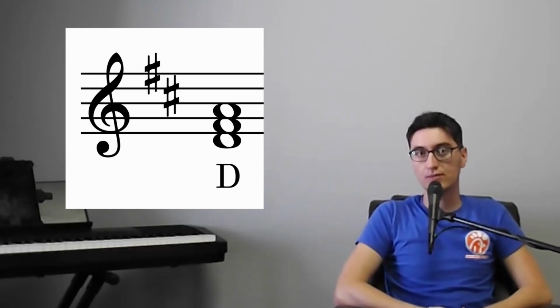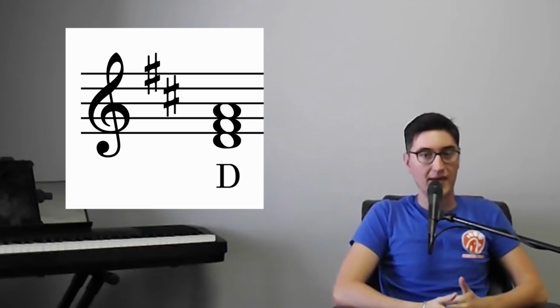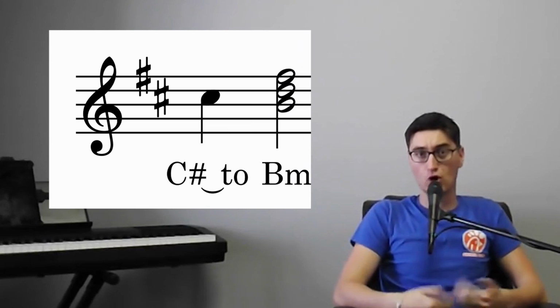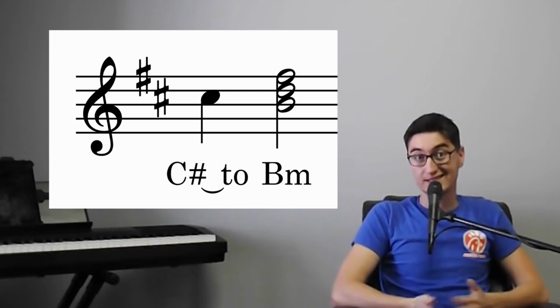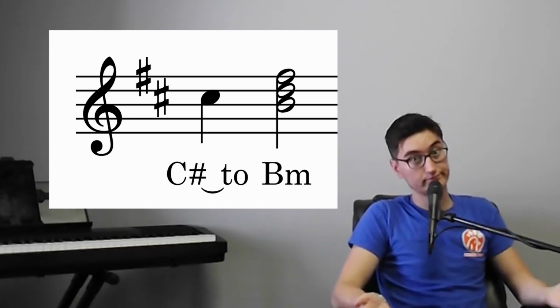So let's start with sharps, using D for example. So you know how to find the major key, you go to the last sharp and you go up a half step? Well, for this we're going to go to that last sharp and go down a whole step. So for D, that's C sharp, and C sharp down a whole step is B. So B minor scale. There we go.